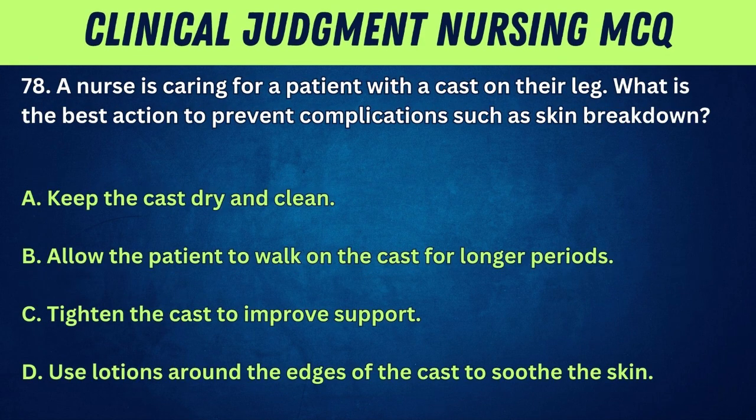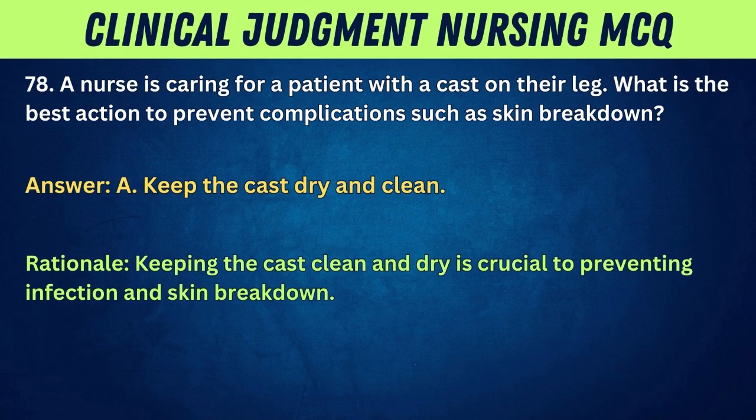78. A nurse is caring for a patient with a cast on their leg. What is the best action to prevent complications such as skin breakdown? A. Keep the cast dry and clean. B. Allow the patient to walk on the cast for longer periods. C. Tighten the cast to improve support. D. Use lotions around the edges of the cast to soothe the skin. Answer. A. Keep the cast dry and clean. Rationale. Keeping the cast clean and dry is crucial to preventing infection and skin breakdown.